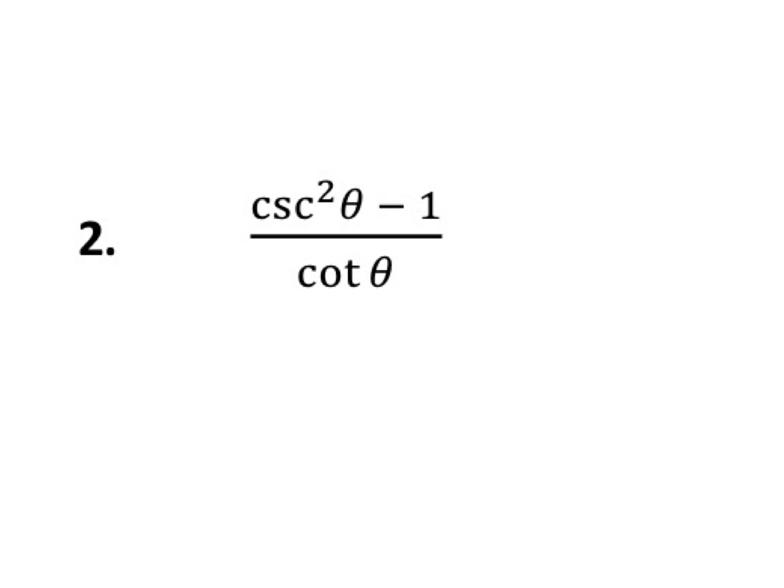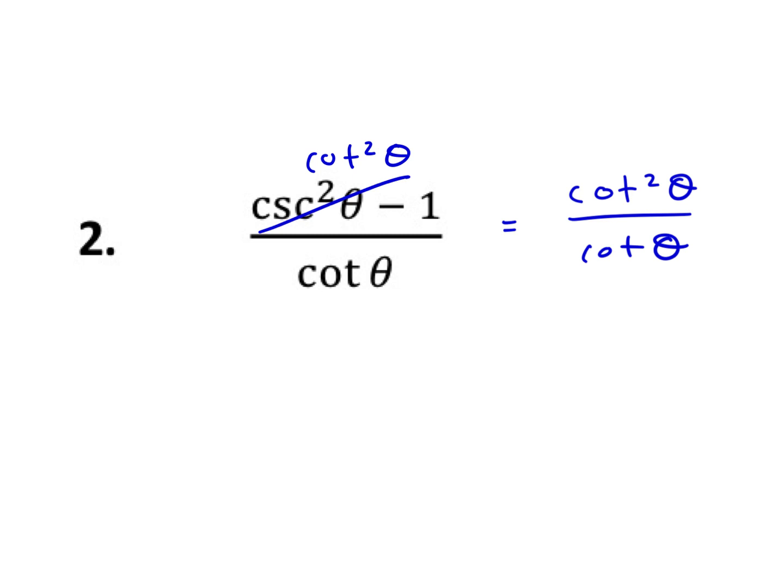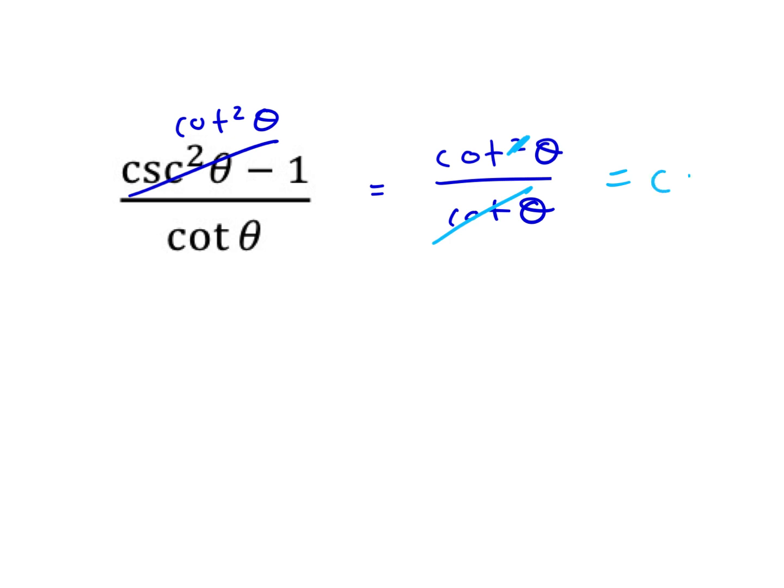I can change the top to cotangent squared. So I have cotangent squared over cotangent. What can I do next? Perfect. So the cotangent on the bottom just cancels out with one of the cotangents on the top. So I'm just left with cotangent.